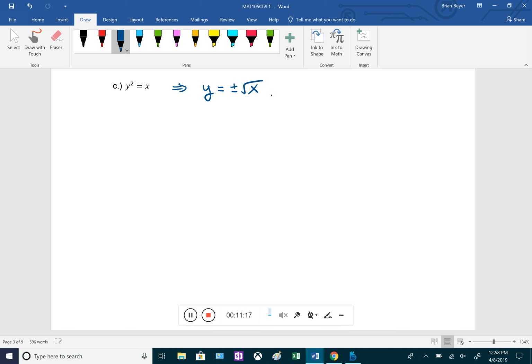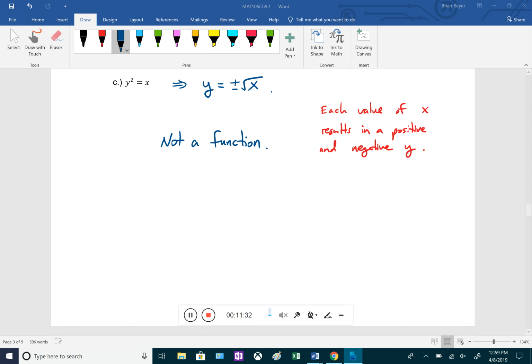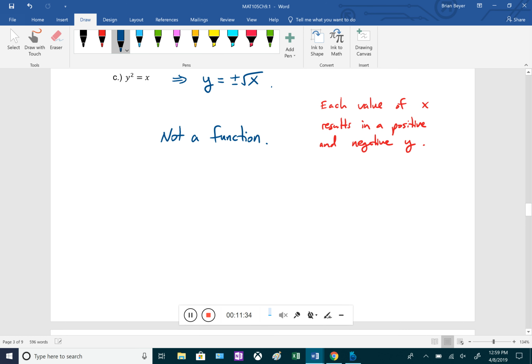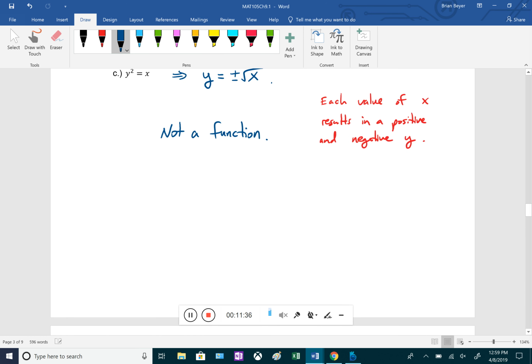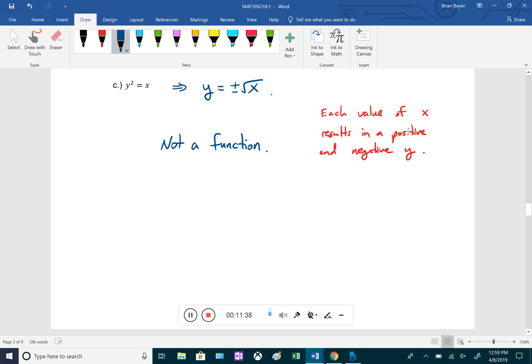So with that being said, no matter what value of x we plug in, we're going to get a positive answer and a negative answer. So this means that this is not a function because we get more than one value of y for each x that we plug in. A hint for these ones: if there is a y squared, or technically y to any even power, then it will not be a function.